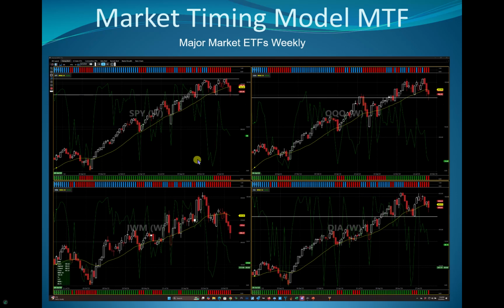So I always look at the weekly. This is a 13-week new high, new low, and I'm looking for extremes when the market reverses. But this is where we're at today.